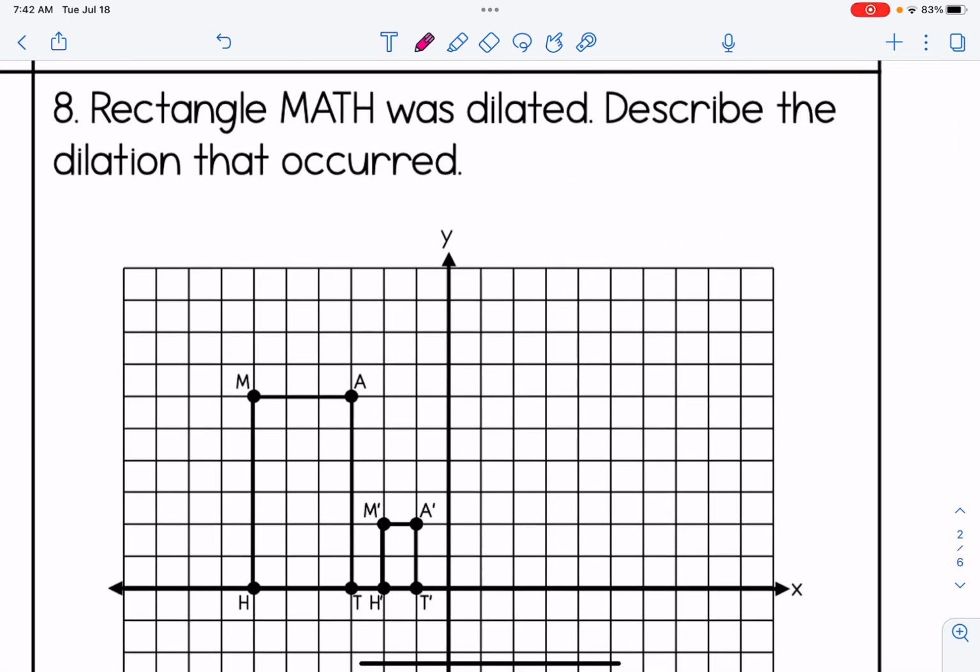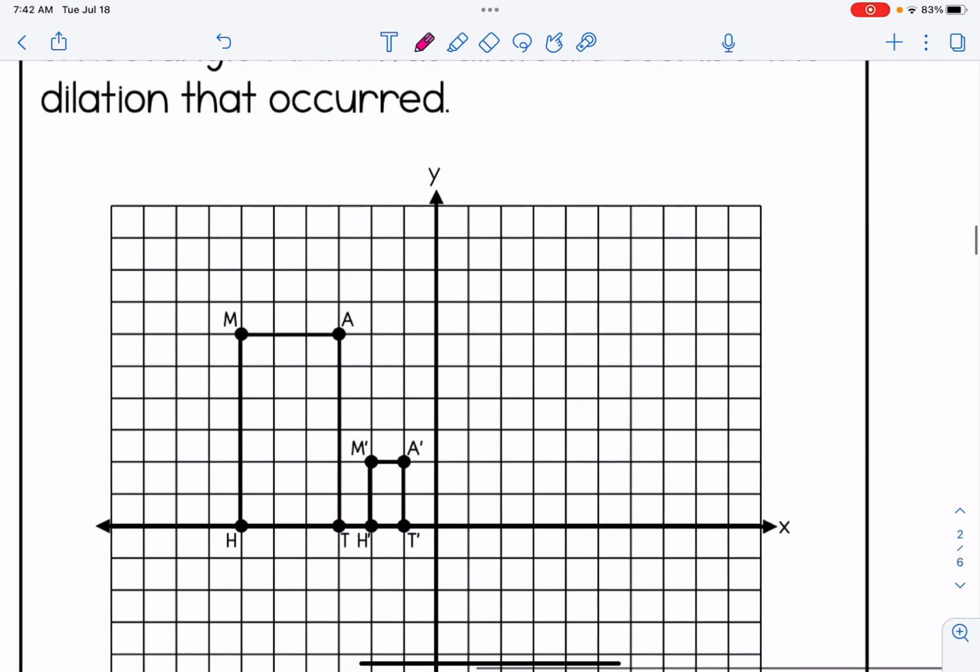Rectangle MATH was dilated. Describe the dilation that occurred. Okay, so the first thing I notice is that the shape was reduced. So I know my scale factor should be something less than 1. It has to be a fraction less than 1 because the size decreased. I also noticed that MA was 3 and now it became 1. I noticed that MH was 6 and then it became 2. So I can see that everything was multiplied basically by 1/3.